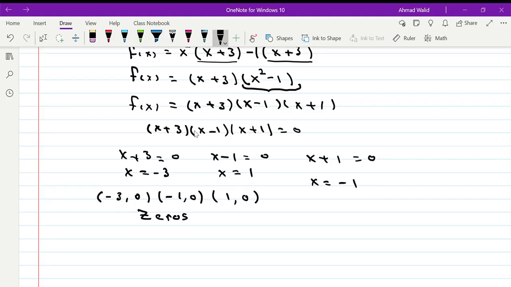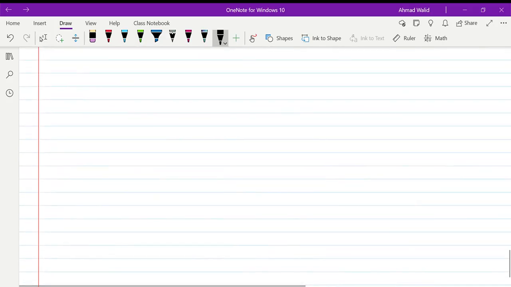I will do one more example. Then I will discuss another important topic, which is directly connected to the zeros of a polynomial function. Before that, let's do one more example for this. I'll put just example number 3. I think I did 3 examples for you.